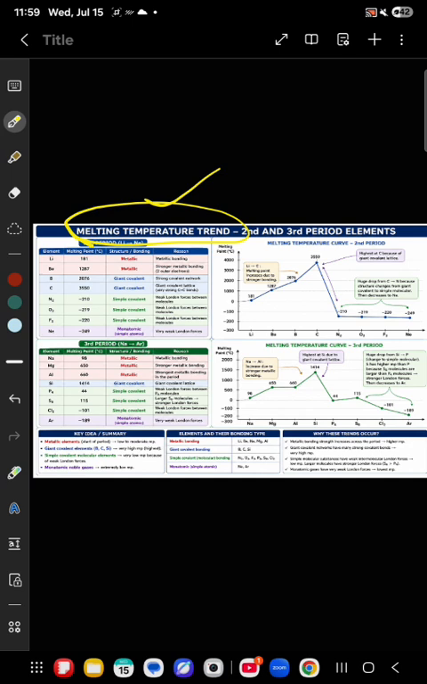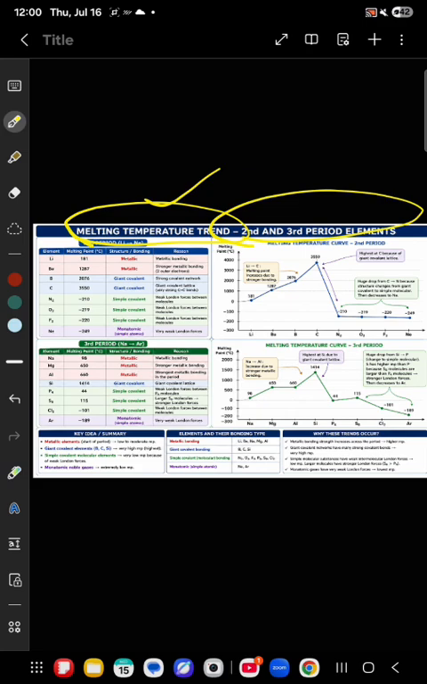So what is the trend for melting temperature? Explain it on the basis of bonding and structure. These are very common questions in all the A level exams. So let's do period 2 and period 3 elements, because for all the A level exams, period 2 and period 3 are included in your specification. The whole periodic table is not included in your specification. You just need to understand the period 2 and period 3 elements. So let's focus on this.